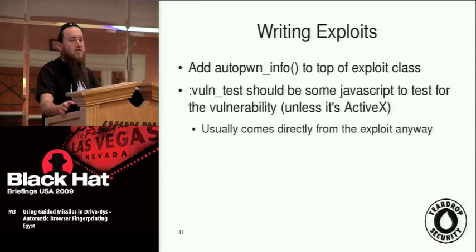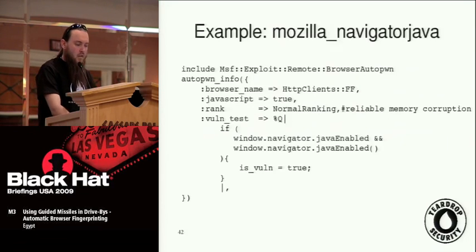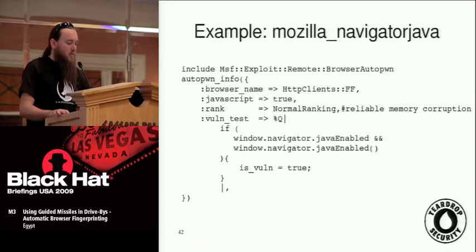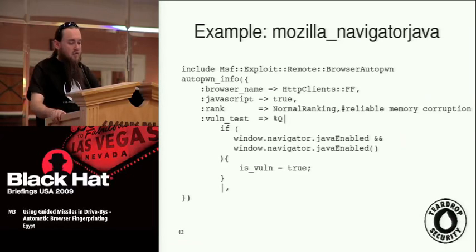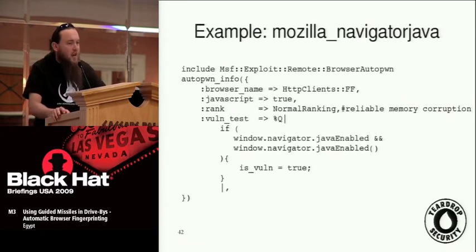when it sends the JavaScript. This is different in ActiveX because, as I said, there's no easy way to test for the existence of an ActiveX object, so we set up a special way of dealing with ActiveX. But all of the information that you need for writing the vuln test and the rest of the autopwn info comes directly from the exploit anyway. It's all stuff that you already have to know to be able to exploit it. Here's an example that I picked earlier, Mozilla Navigator Java, and I think you can probably read that, but you can see it's not a whole lot of extra code.